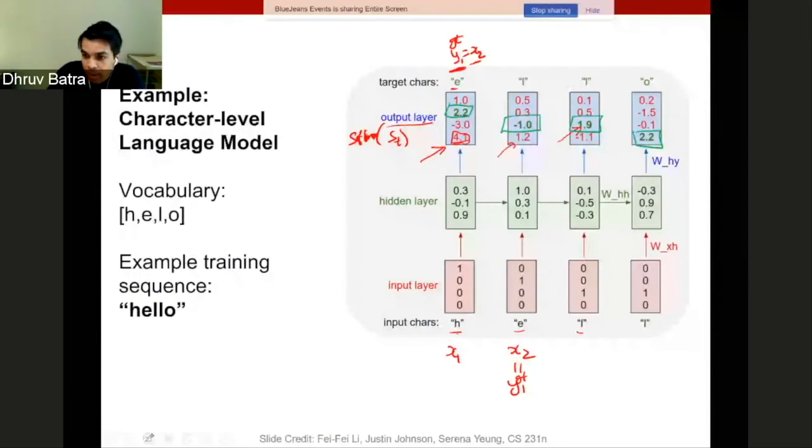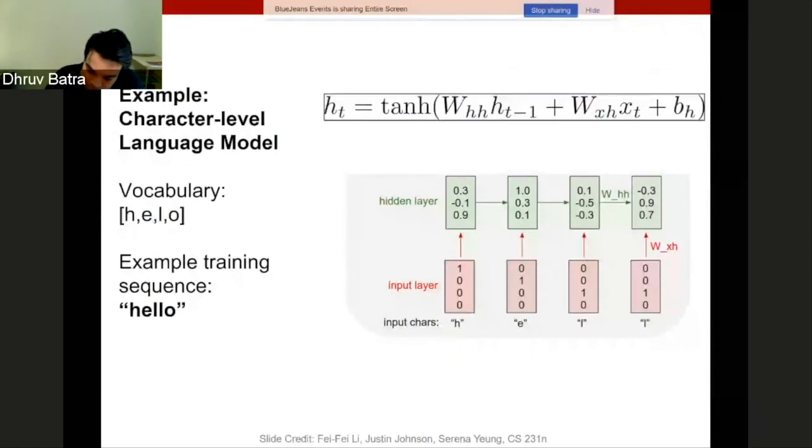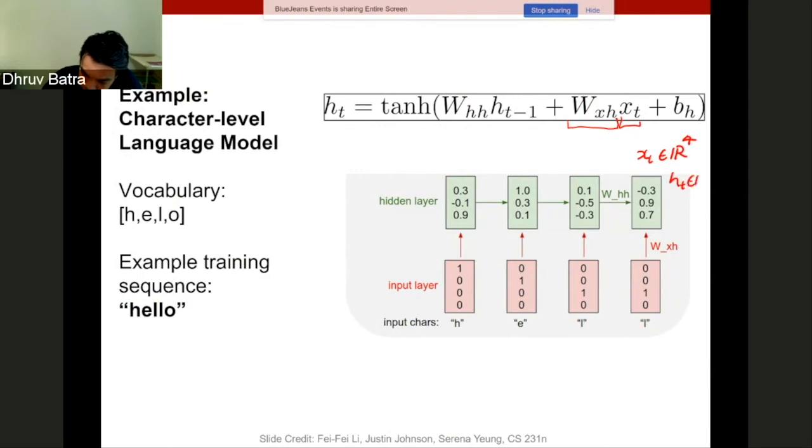Okay, let me say one more thing. One thing I want you to pay special attention to is this matrix, the WXH matrix, which multiplies XT. So let's just pay attention to that. In our example, XT is R to the 4, and HT is R to the 3, right? This is what we're doing in this example. So this WXH matrix is a 3 cross 4 matrix.